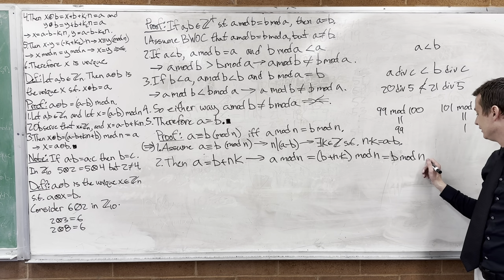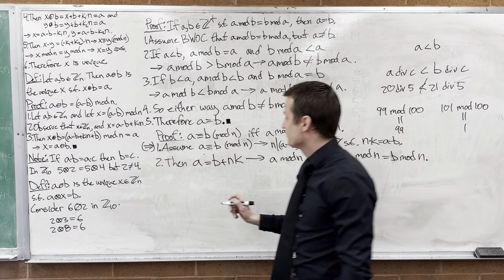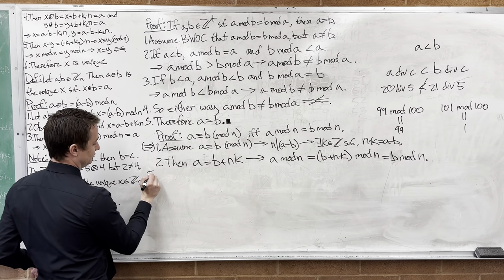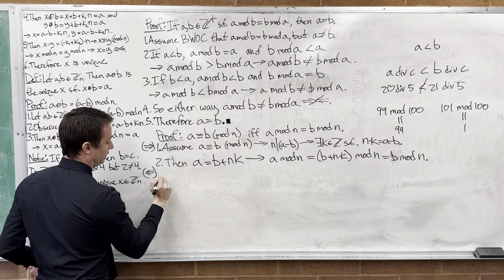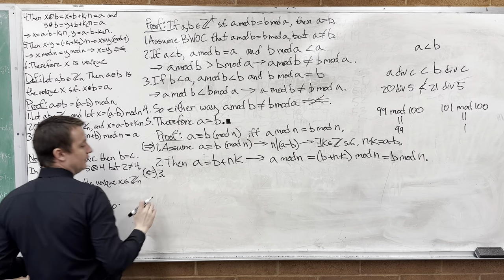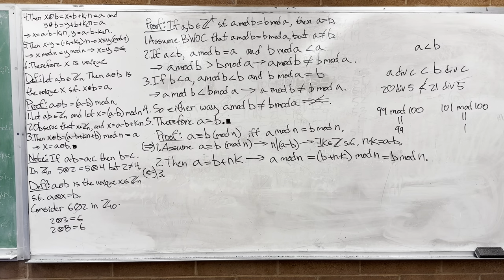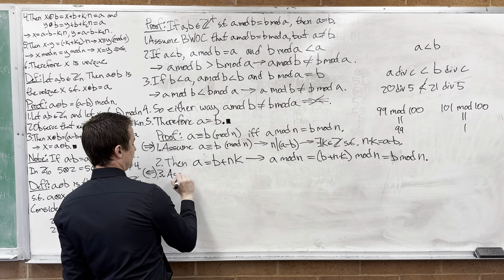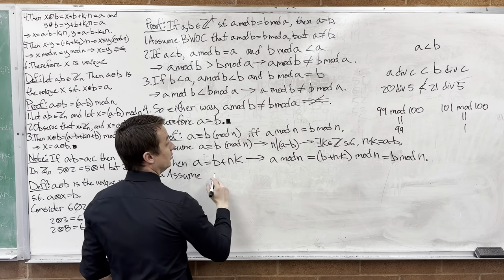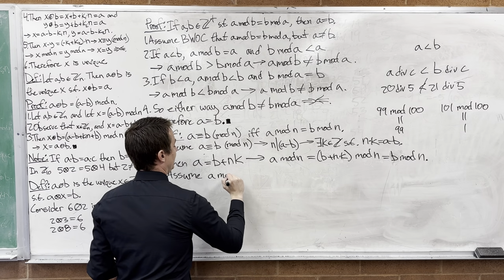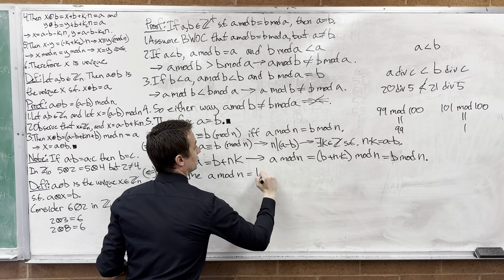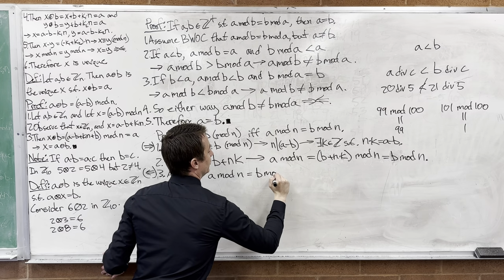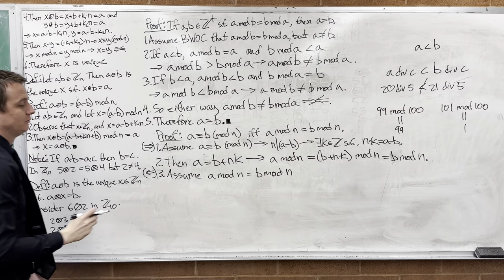So now we need to go the other way. Okay, the other way. This time I want to show that this implies this. So now we assume A mod n is equal to B mod n, right?